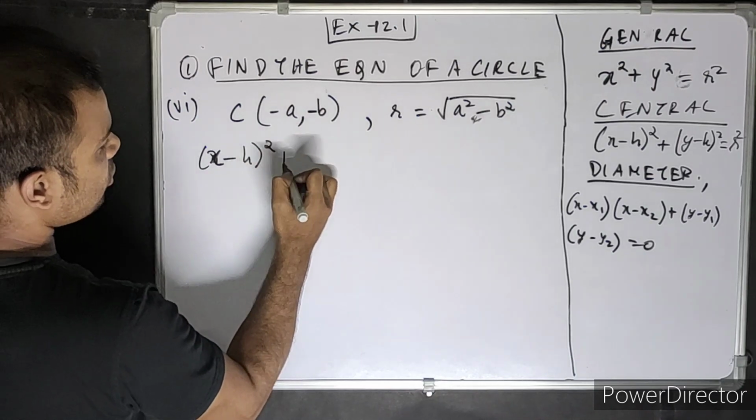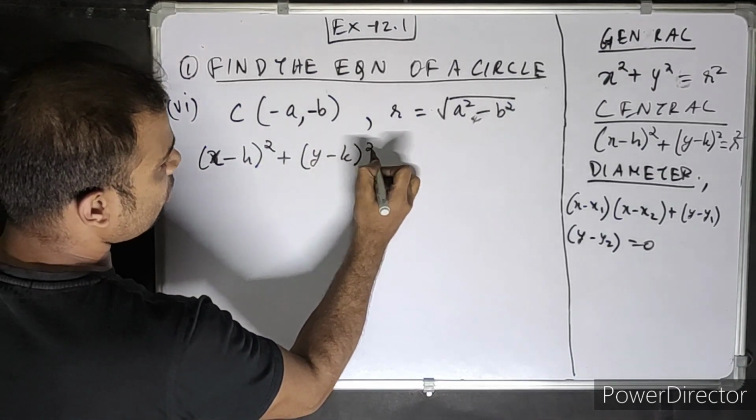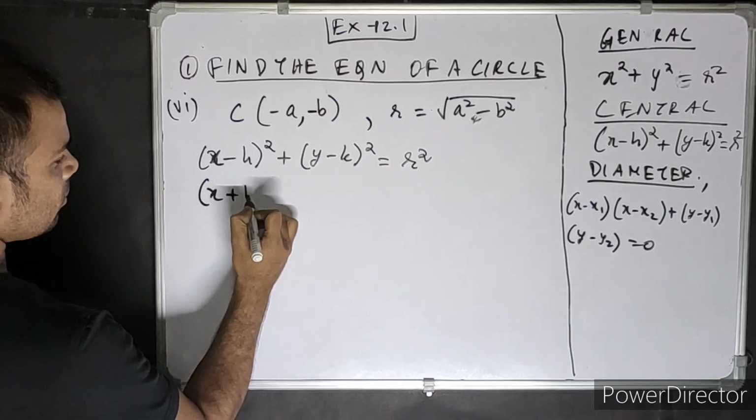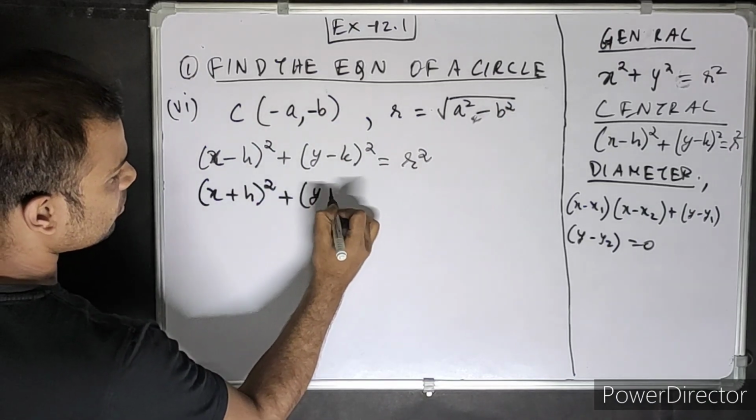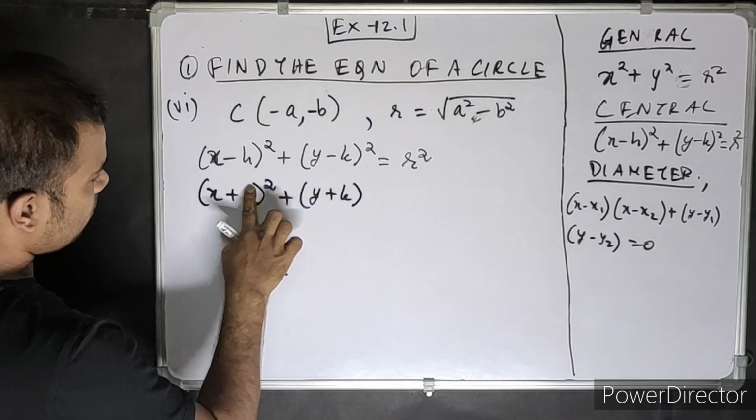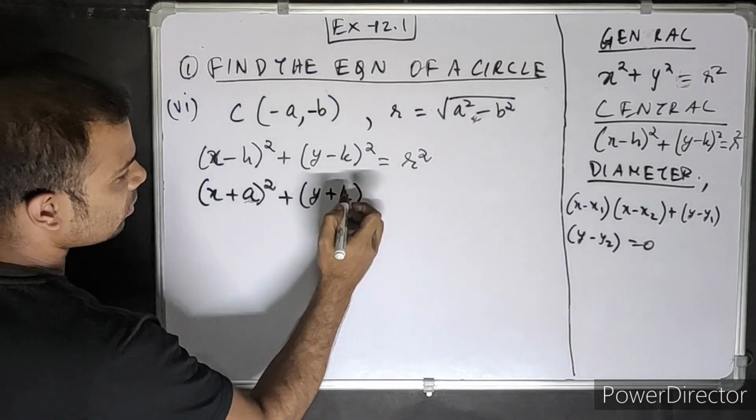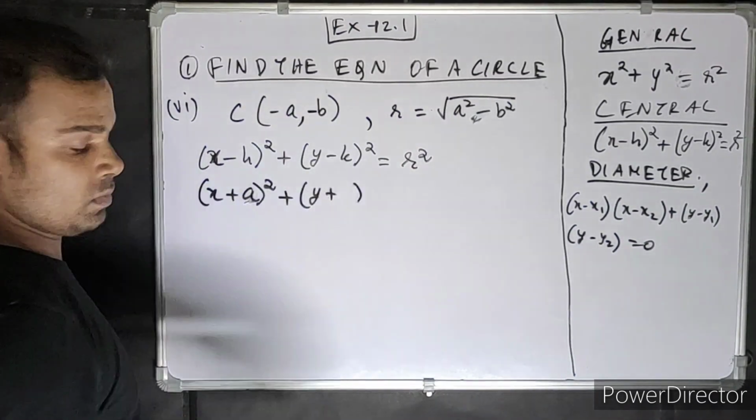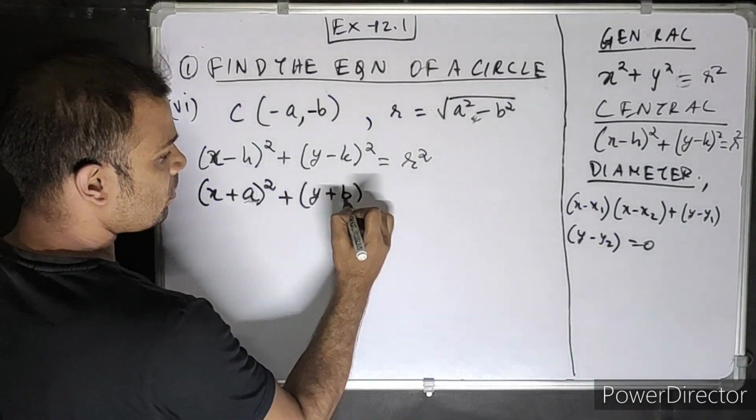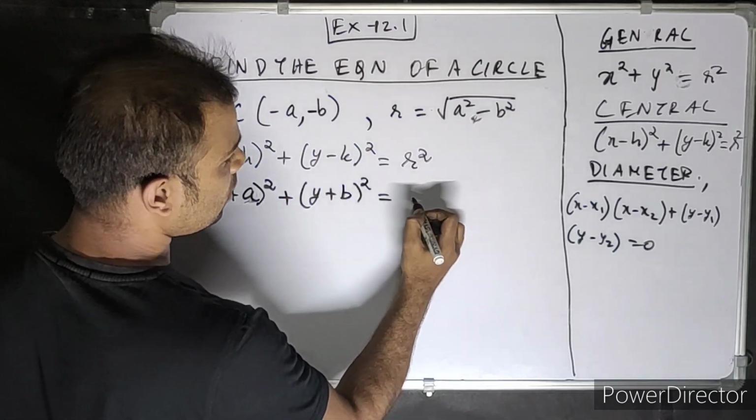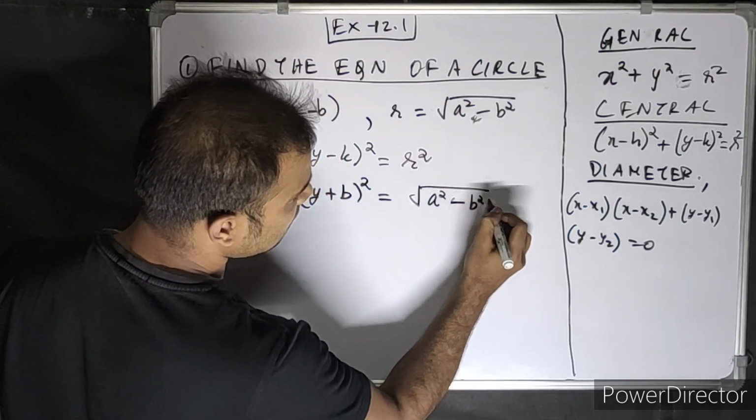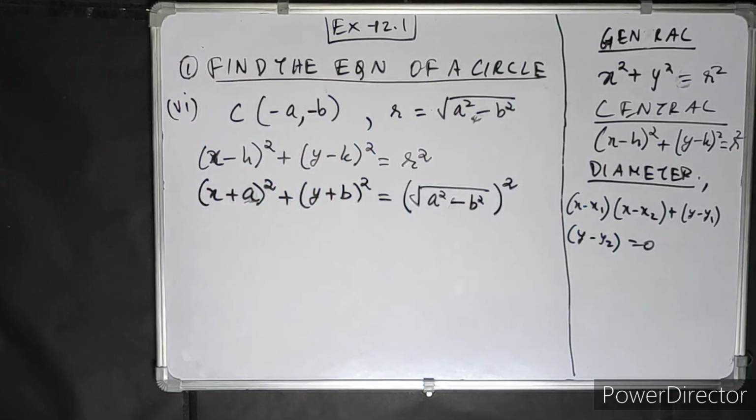(x minus h) whole square plus (y minus k) whole square is equal to r square. Okay, so this is h whole square, sorry, (x plus a) whole square plus (y plus b) whole square is equal to root over of a square minus b square, to the power 2.